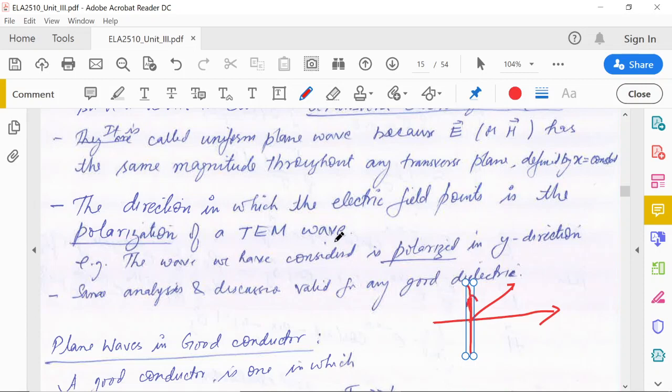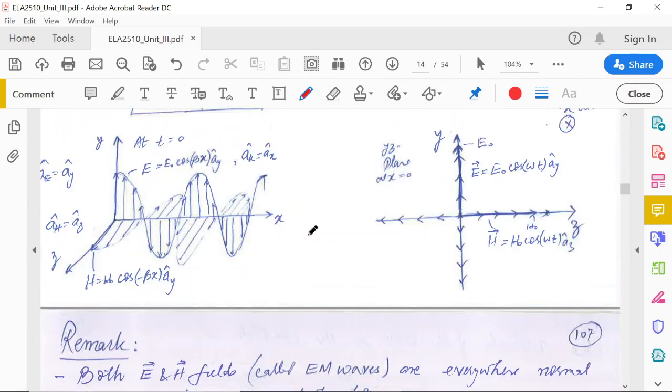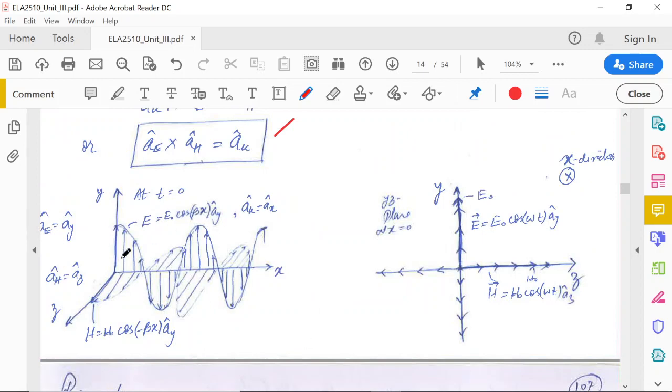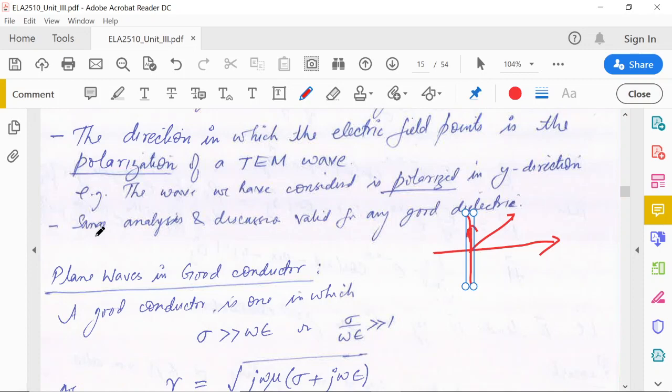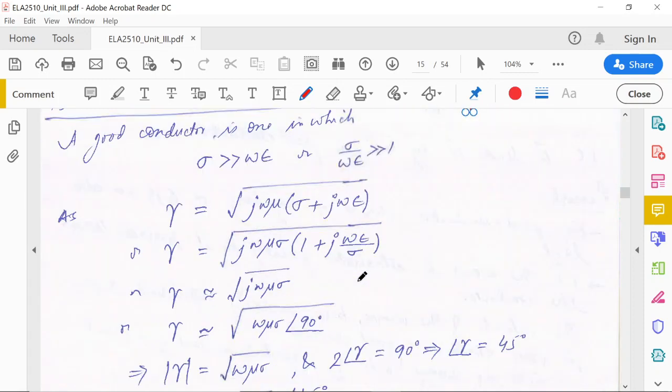So the direction in which the electric field points is the polarization of the transverse electromagnetic wave. The wave we have considered till now is polarized in the y direction. The same analysis can be done for any good dielectric. We have focused on free space, but you can do it for a good dielectric; only the values will be different.